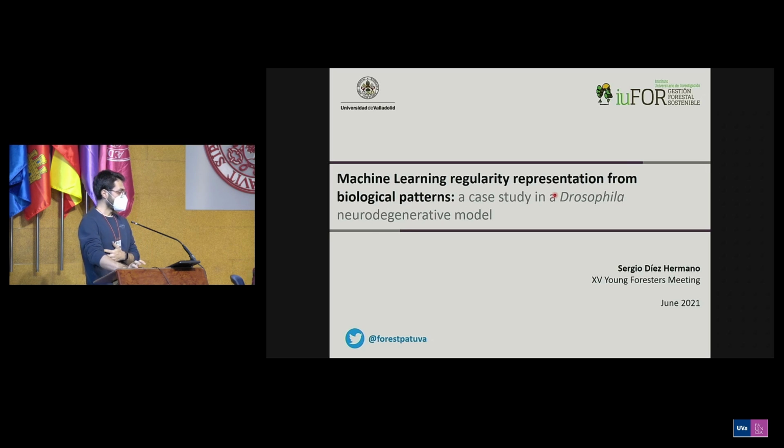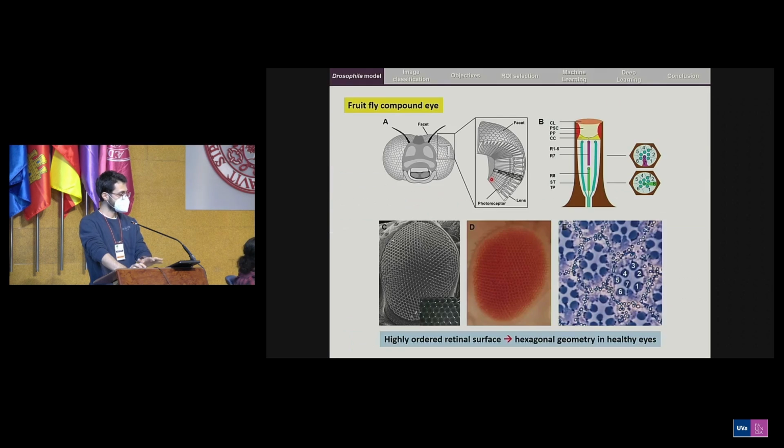So for today, I'm going to explain some data analysis techniques which are called machine learning as a term. And in particular, I'm going to show you the biological application to some real data, which is a case study in a Drosophila melanogaster neurodegenerative model. Okay, so a little bit of biology. As you can see in the slides, maybe this talk is a little bit farther from the main topic of this symposium, which was sustainable management of forests, but I hope you will find at least the data analysis part transferable to your research projects.